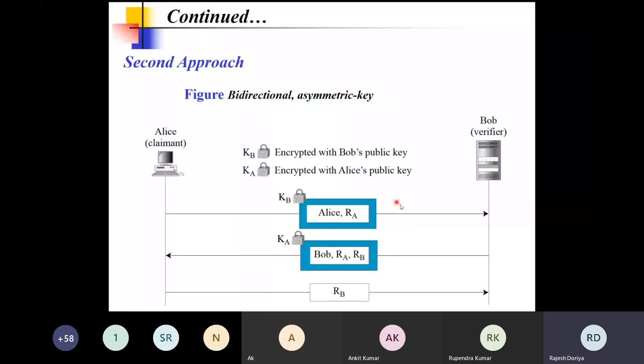Okay, so Alice will encrypt this one by using the public key of Bob, and Bob will do the same by using the public key of Alice. That way they will transfer their nonce number, and this mechanism can be used to prove the identity of both the parties. This concept is called a bidirectional asymmetric key based approach, which falls under challenge response based authentication.